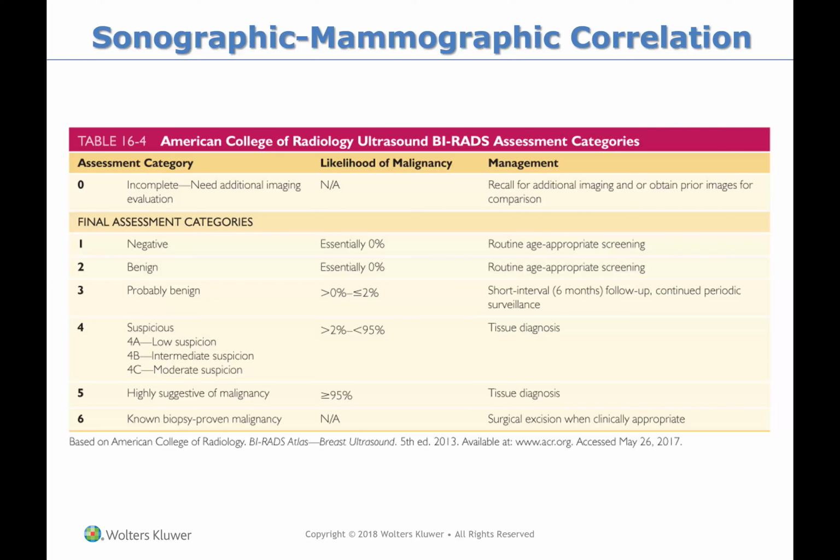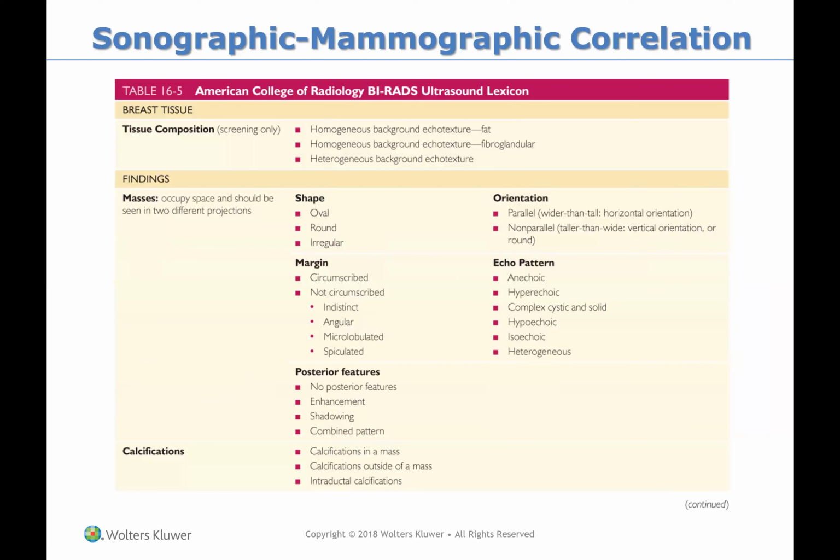And then suspicious: low suspicion, moderate suspicion. If it's suspicious, then they do a biopsy. If it's highly suggestive of a malignancy, they do a biopsy. And then they do surgical excision if needed. So these are the different kinds of masses, which we'll talk about in a little bit.